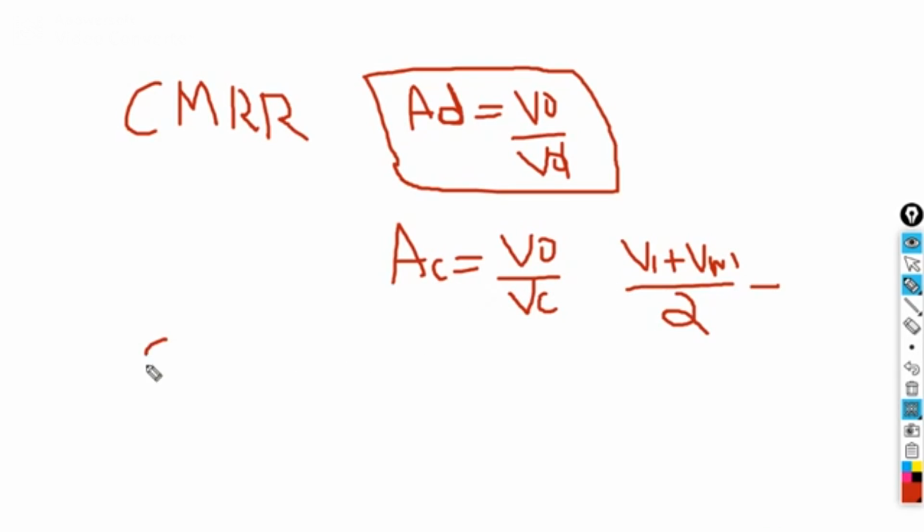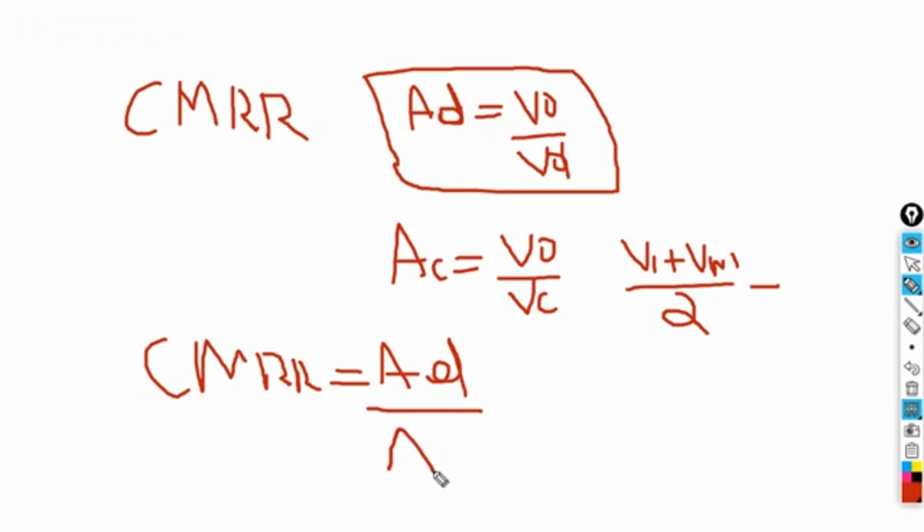That means common mode rejection ratio is nothing but the ratio of AD by AC. That is how the operational amplifier rejects the common mode signal. That is an indication of the common mode rejection ratio. Theoretically, AC should be 0. When AC is 0, for an ideal operational amplifier CMRR tends to infinity, but practically it is not infinity. This is called the common mode rejection ratio.